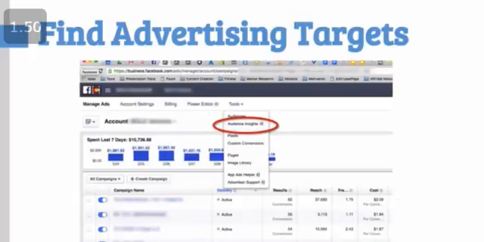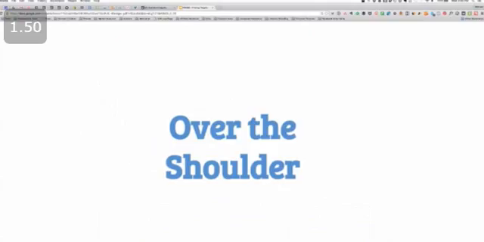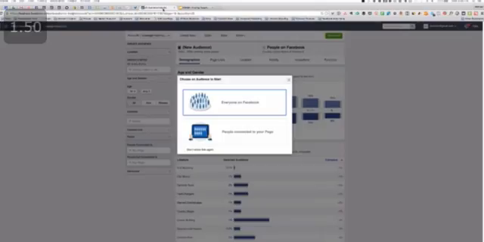And again, Audience Insights is the best way to do that. It's an amazing platform. Here's how you get to it. Again, from inside of the Ads Manager, you're just going to click on Tools. The second one down there is Audience Insights. Okay, you're just going to click on that. And from here, let's go over the shoulder. I'm going to take you out to an Audience Insights interface so we can dig into this a little bit and show you how it works.